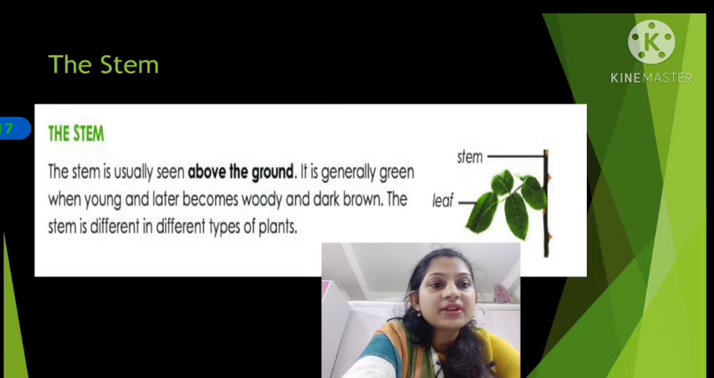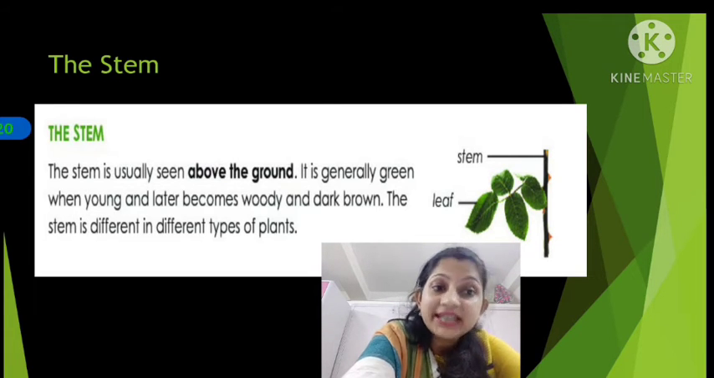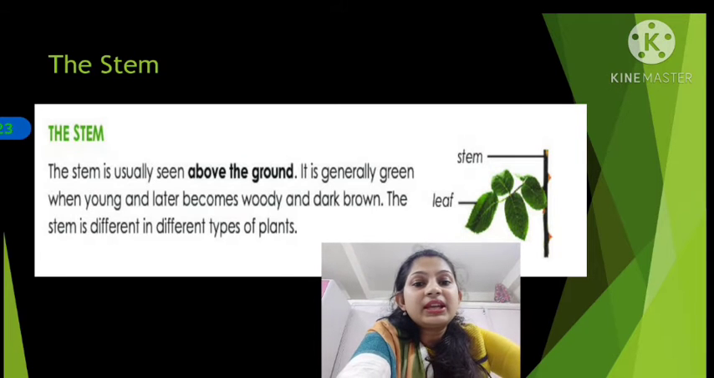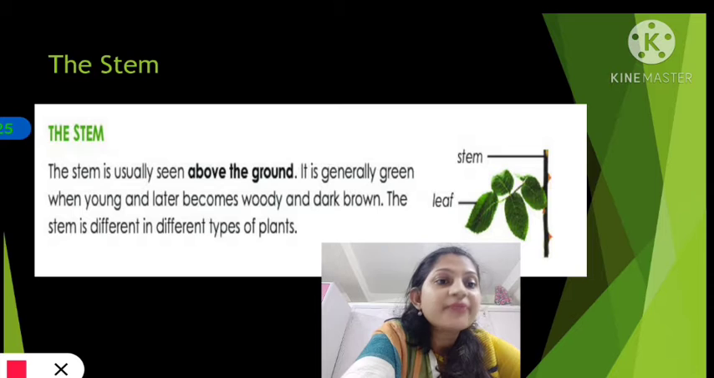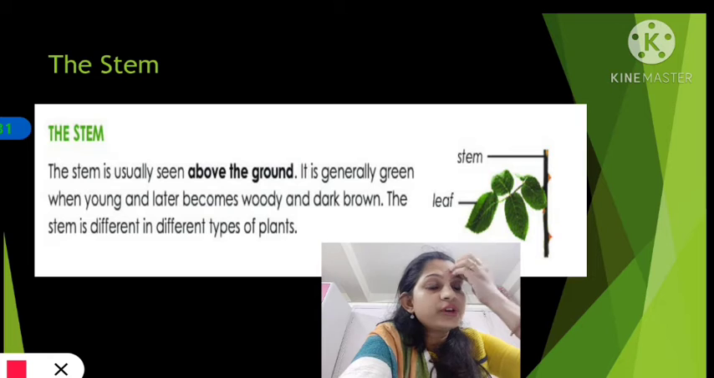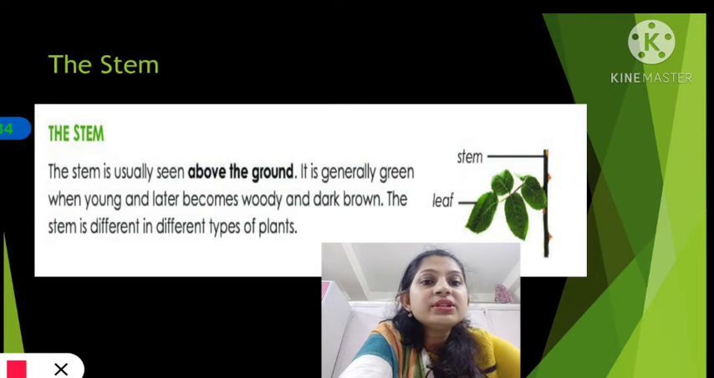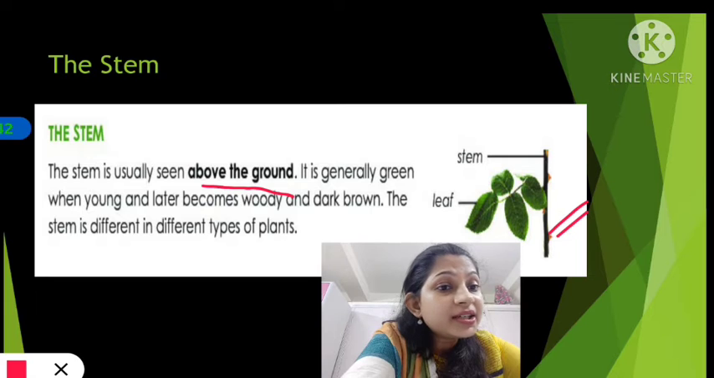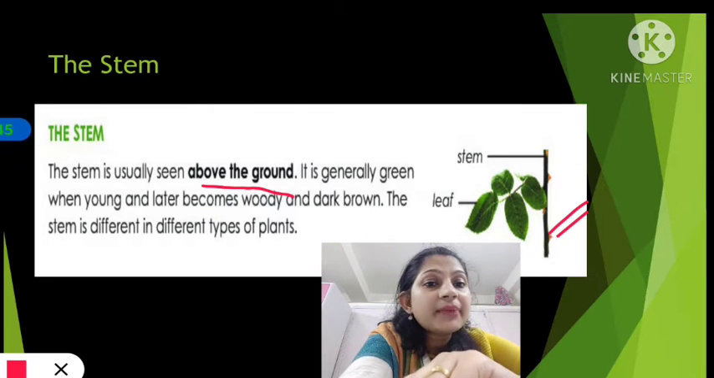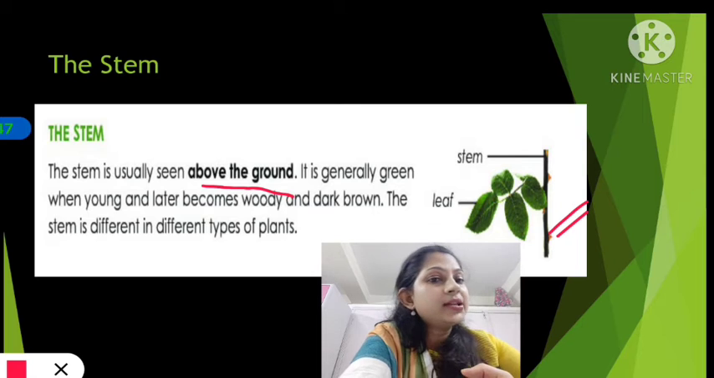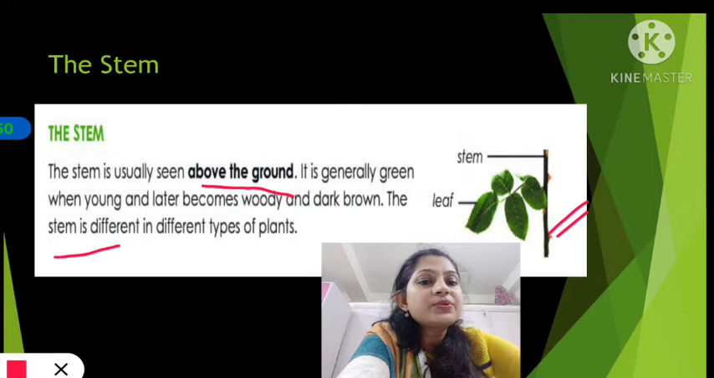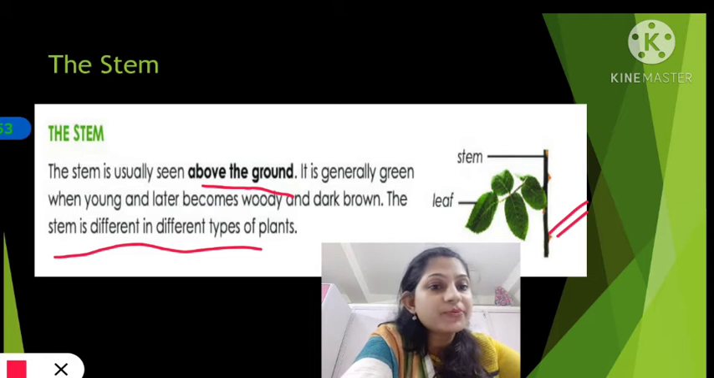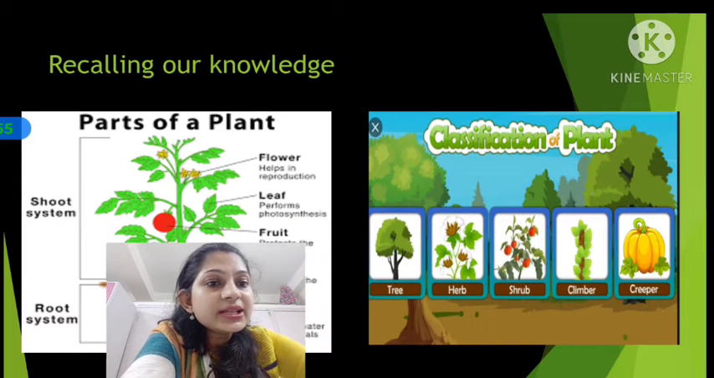So we will start our class with the word stem. In your last year you might have read where we find the stem in a plant. Above the ground, and the root is below the ground. So the stem is usually seen where? Above the ground. And generally it is in what color? Generally it is green when it is young. And later it becomes woody and dark. And different types of plants have different types of stems. That was clear in this one only.